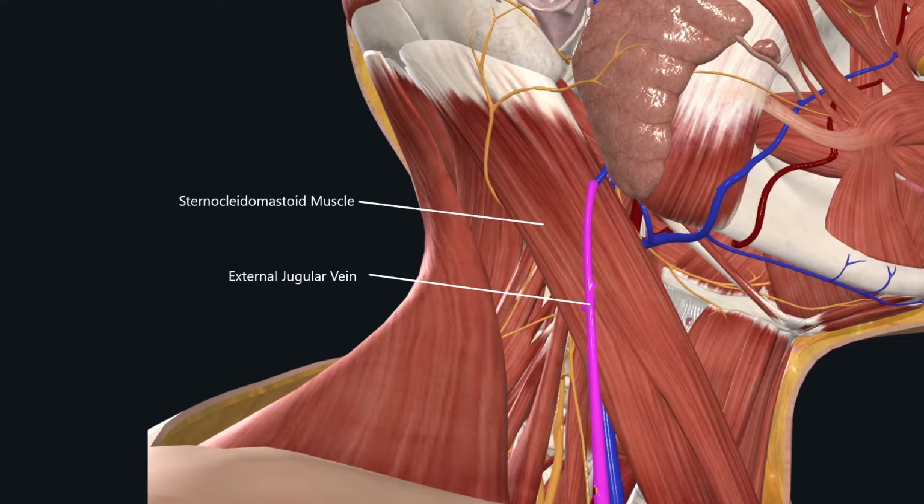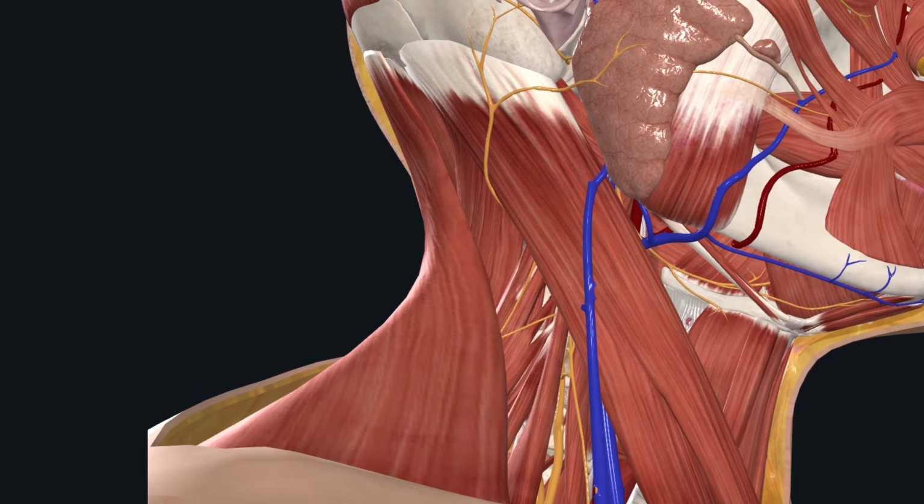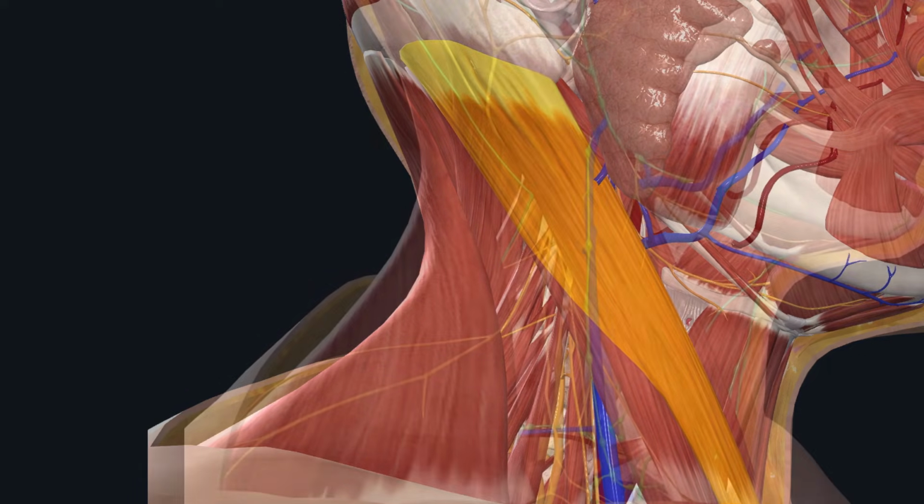Another structure that's important to note superficial to the sternocleidomastoid muscle is the external jugular vein. You should try to preserve this if you're doing a free flap reconstruction, as it can serve as a donor vessel for your free flap reconstruction. So in this case, we have already identified the greater auricular nerve and also the external jugular vein. The next structure deep to that is the sternocleidomastoid muscle.